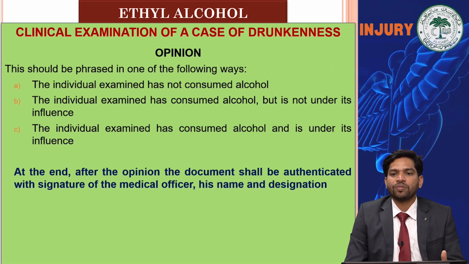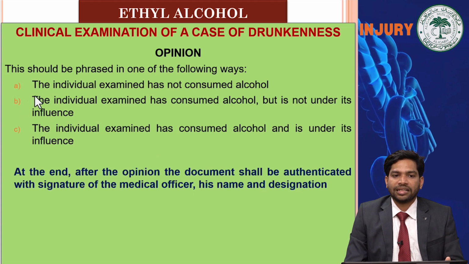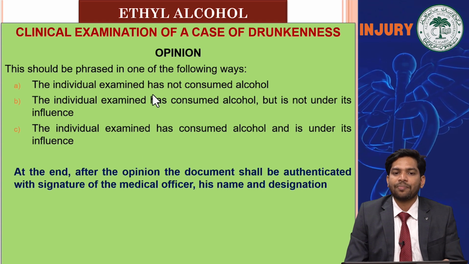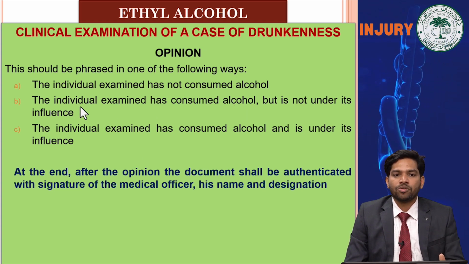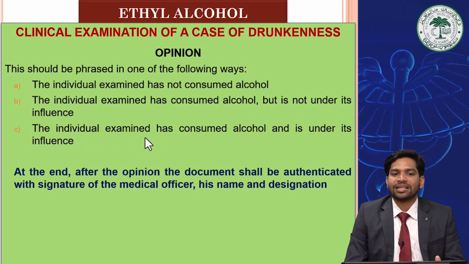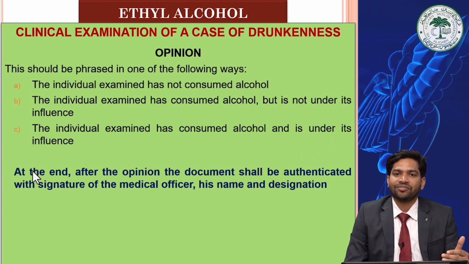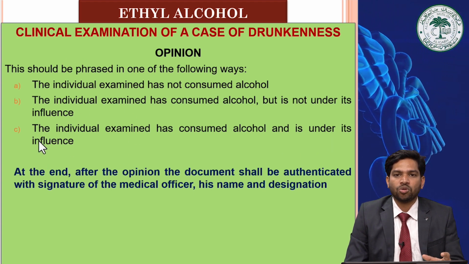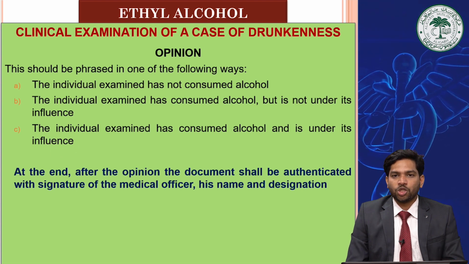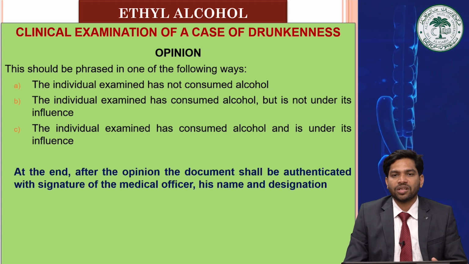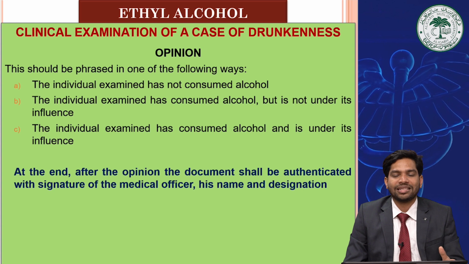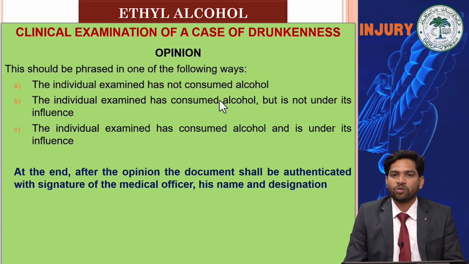The opinion formation should be phrased in one of the following ways. You have to use one of these three wordings: the individual examined has not consumed alcohol; the individual examined has consumed alcohol but is not under its influence; and the individual examined has consumed alcohol and is under its influence. Only these three wordings shall be used when making the report of drunkenness. For the person who has not consumed alcohol, if you are not finding any signs and symptoms, and you are not getting any blood alcohol concentration or lab reports, all are negative, then in those cases you have to write A.